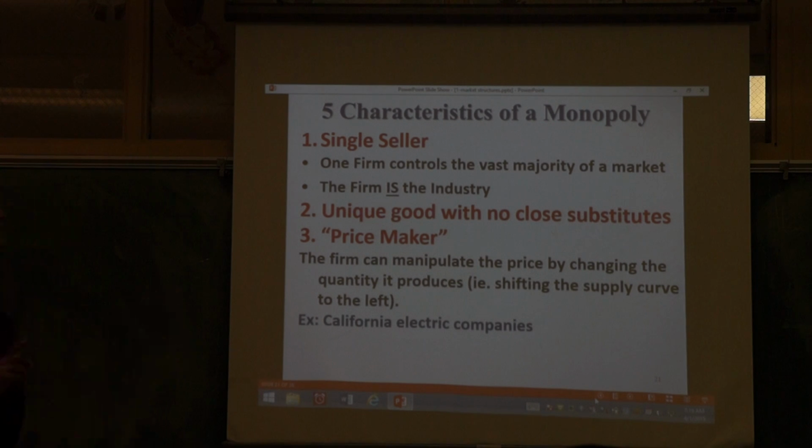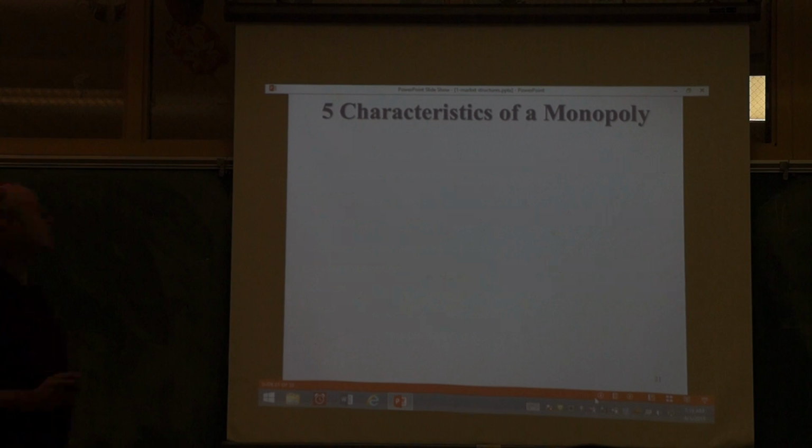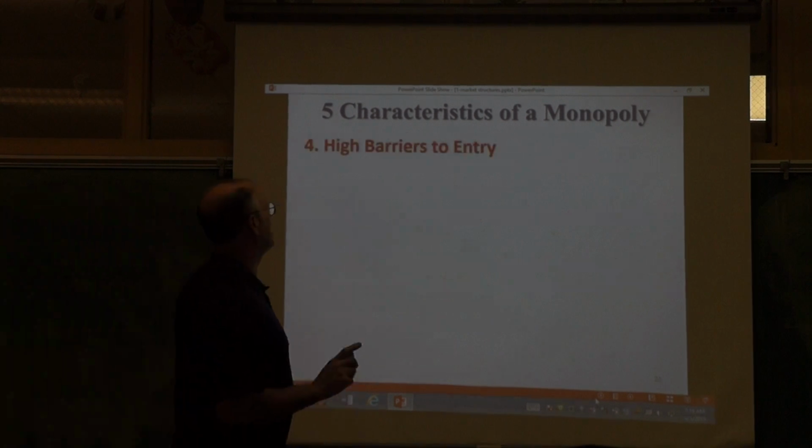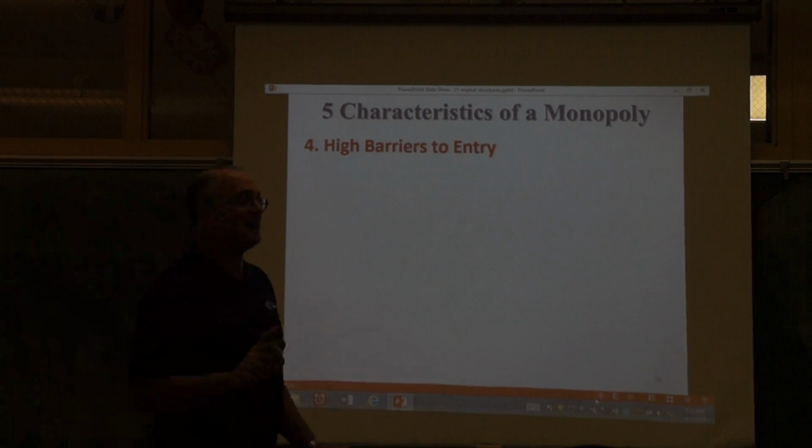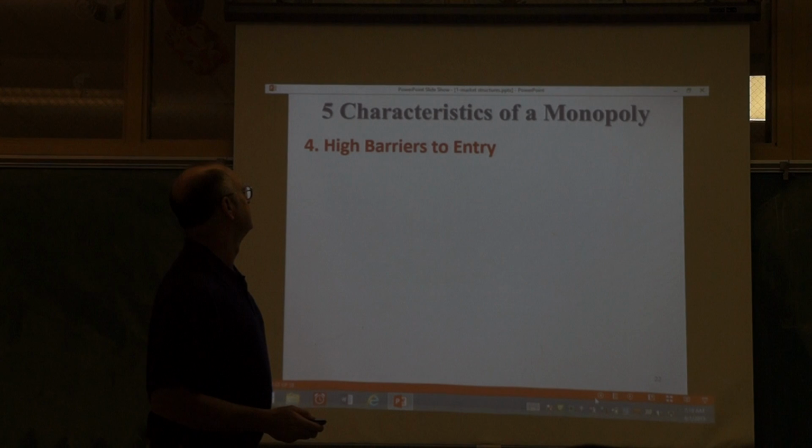They have high barriers of entry. Anytime you see high barriers of entry or exit, that means they can make profits in the long run.